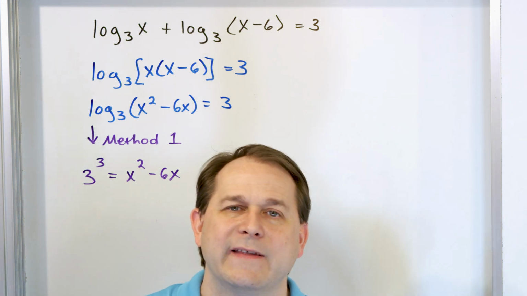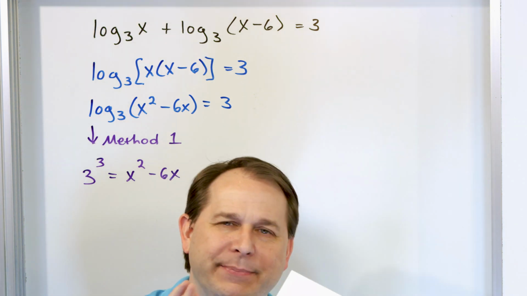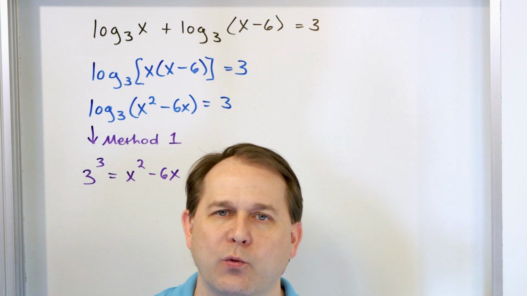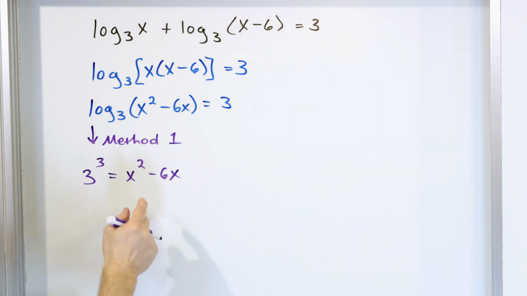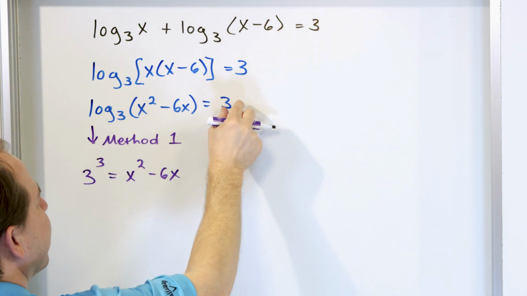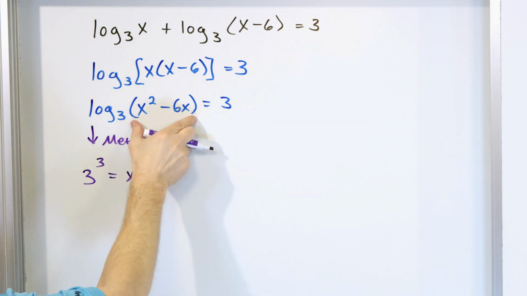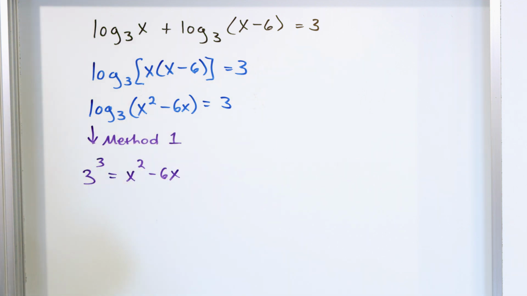It's gone. So that logarithm, where the variable is wrapped up inside of that logarithm, it's now gone. I don't have to worry about that because I used the definition of the logarithm. The base to the power of whatever the logarithm returned is equal to this, and that is just simply a polynomial now. So what you have is x squared minus 6x.